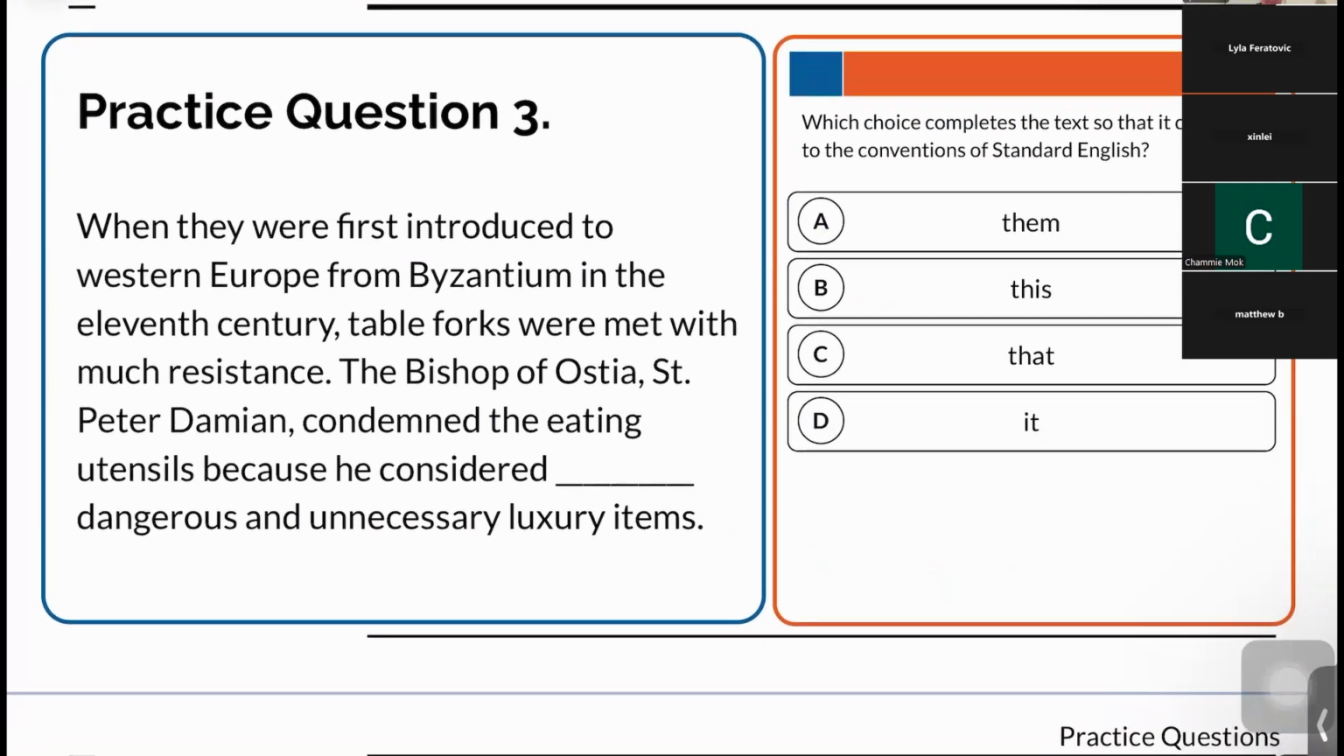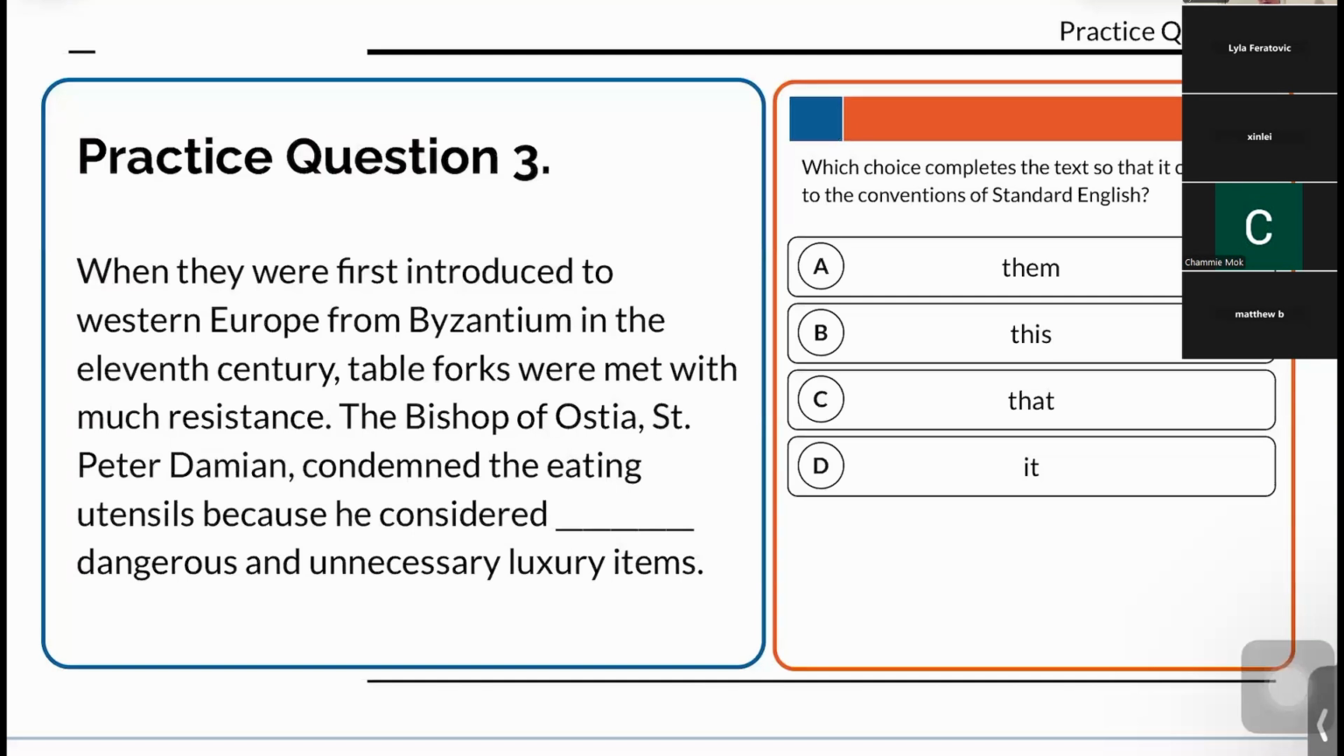All right, let's try this next one. This one is more of a pronoun replacing situation. So we have them, this, that, it. I'll read the passage and then we can try it out. When they were first introduced to Western Europe from Byzantium in the 11th century, table forks were met with much resistance. The Bishop of Ostia, St. Peter Damian, condemned the eating utensils because he considered blank dangerous and unnecessary luxury items. So try to find in this passage what this blank is replacing and then make the choice you need to make from there. Feel free to drop your answers in the chat or private message me if you're more comfortable.